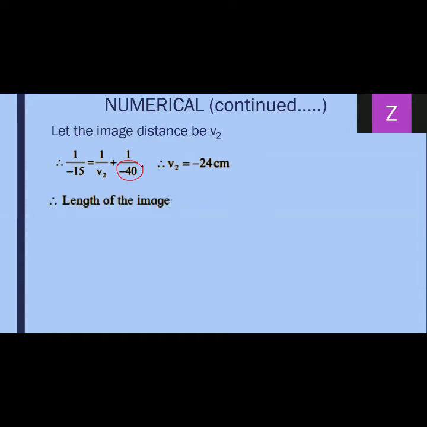So what will be the length of the image? Simple: 60 minus 24, which is the difference, and comes out to be 36 centimeter. Here we don't have to consider sign conventions. Why do we have the minus sign here? It is just because it is a real image. We are interested in the distance only, not the sign. If you want, minus 60 minus of minus 24 gives minus 36, but we are only interested in the value. So the length of the image comes out to be 36 centimeter.